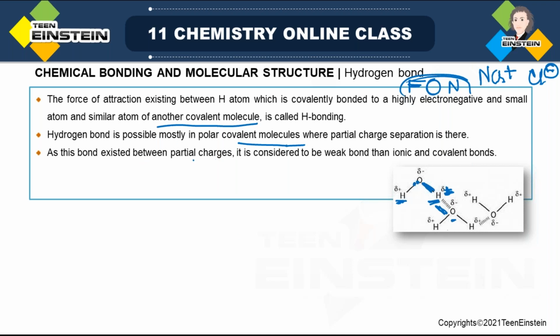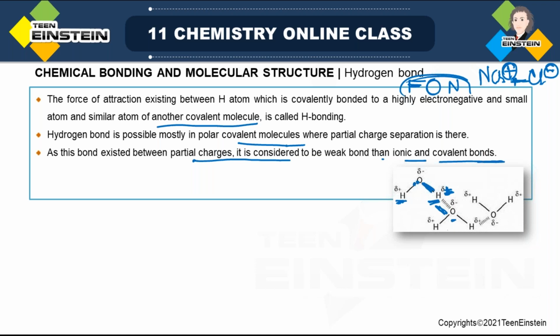As this bond exists between partial charges, it is considered to be a weaker bond than ionic and covalent bonds. So don't think it will be as strong as a covalent or ionic bond. Obviously ionic and covalent bonds are stronger compared to hydrogen bonds. And here no electron sharing is present, as you know in the case of covalent bonds. Also, like the ionic bond, just take the example of Na plus Cl minus: fully developed positive charge, fully developed negative charge. So the interaction between these two is so strong.